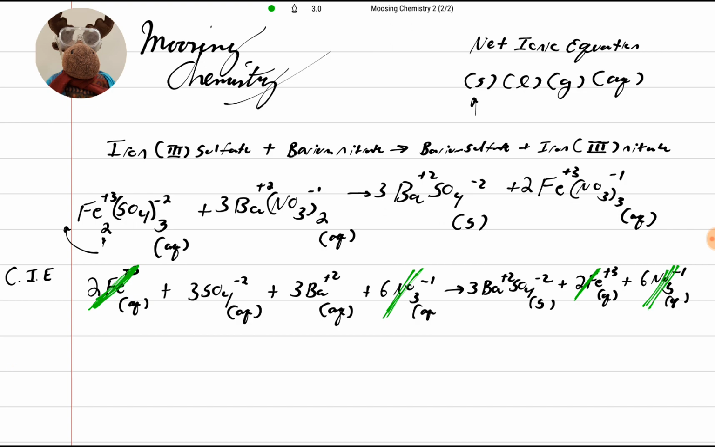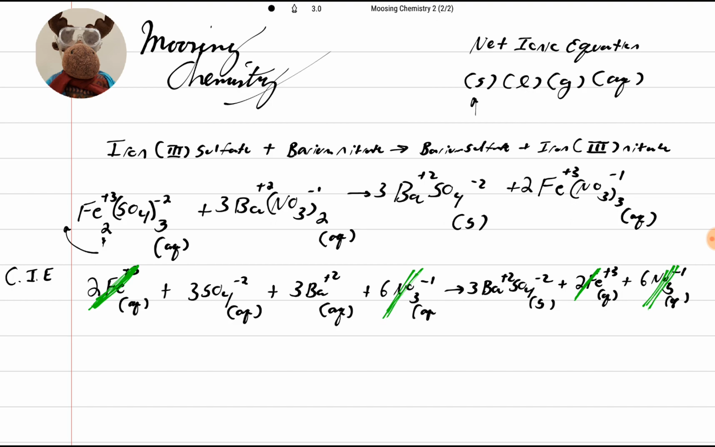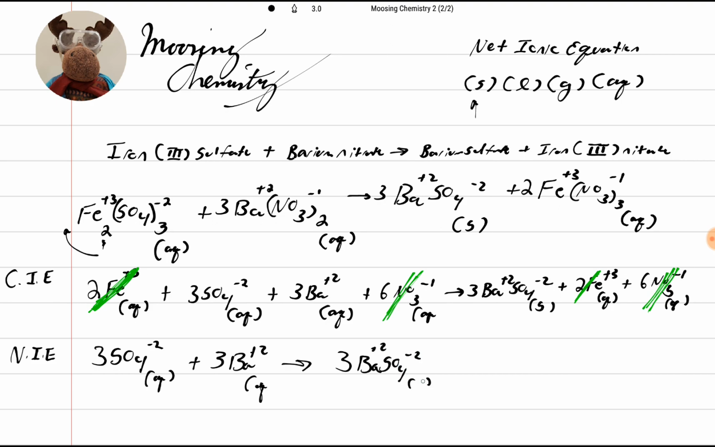Now, let's change color back here. We're ready to write what we call our net ionic equation. So we're going to go NIE, the net ionic equation. So this is going to be 3SO4 minus 2 AQ plus 3Ba plus 2 AQ yields 3BaSO4 solid. And that's it. So that's it for this lesson.